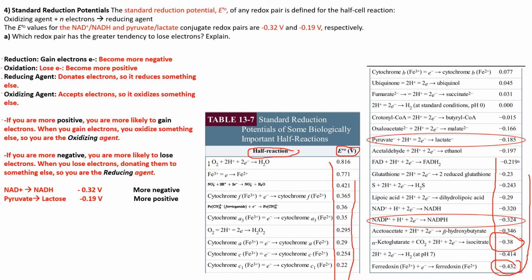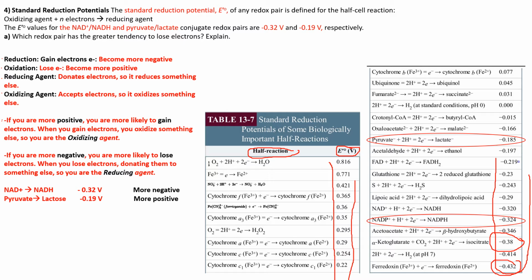Okay, so let's go back to our definitions. If you are more positive, you are more likely to gain electrons. When you gain electrons, you oxidize something else, so you are the oxidizing agent. If you are more negative, you are more likely to lose electrons. When you lose electrons, donating them to something else, you are the reducing agent.